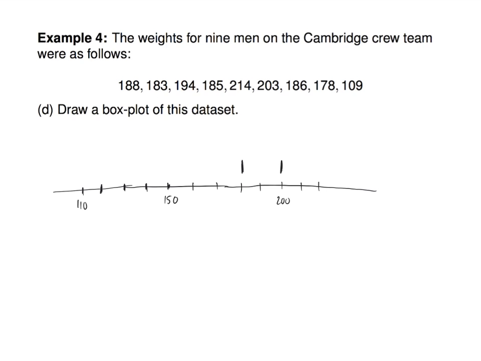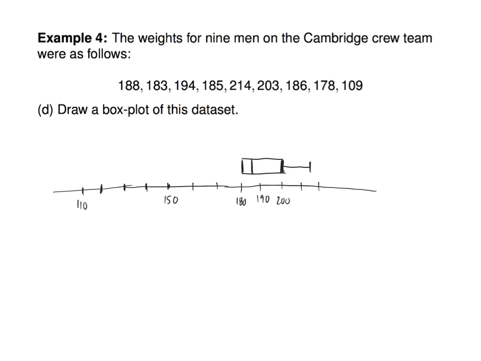So the median was 186. This was 180, 190. So the median's actually right there. Were there any outliers on the upper end? No. So in that case, you just draw your line from the box to your biggest person. And your biggest person is 214, so about halfway between 210 and 220, right?